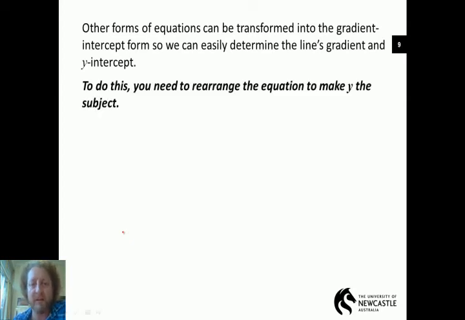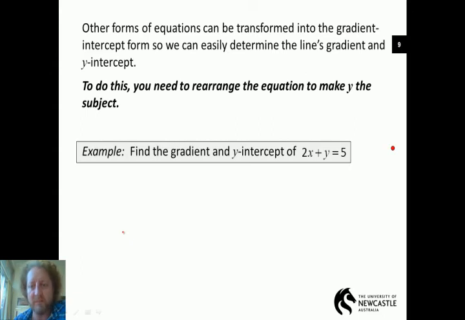Okay, so now sometimes forms of equations aren't in the form y equals, but we can convert them to that way. So here's an example, 2x plus y equals 5, and we want to know the gradient and y-intercept. I'm not going to pretend to know what the gradient or y-intercept is until I look at it in the y equals mx plus b form. So y equals mx plus b is what I want it to look like. What does it look like now? This. I want y equals by itself. It's a positive y.